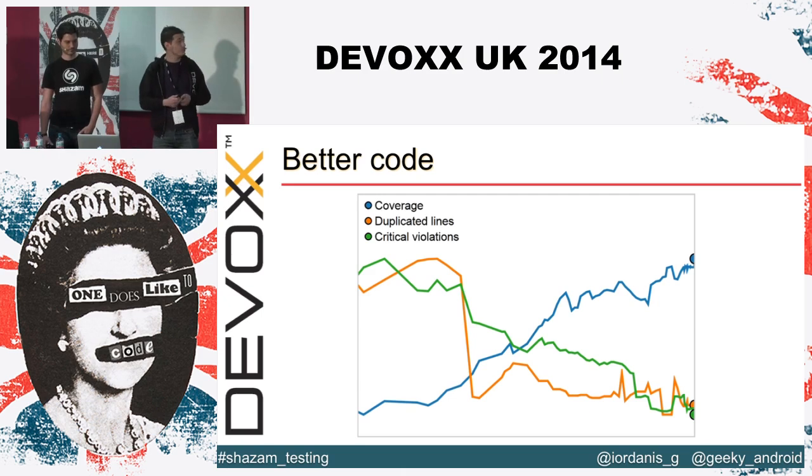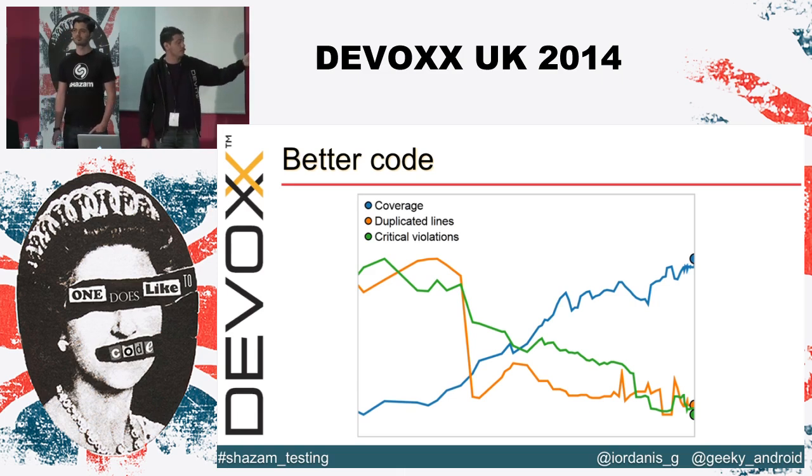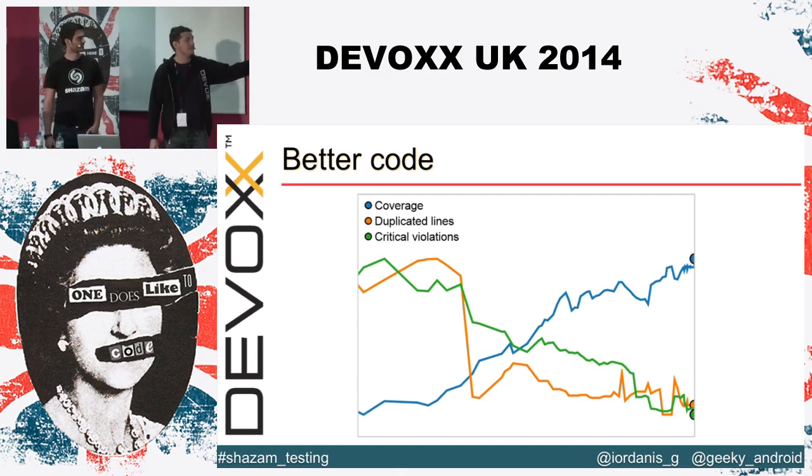Also, testing produces better code. We've managed, as you can see from this graph, which we got from Sonar, we constantly monitor our code. You see that we've massively decreased critical violations and duplicated lines when we increase test coverage. And you can easily see in this graph at which point we adopted testing. Hint, it's this thing here. So it produces better code and allows you to change code with confidence.